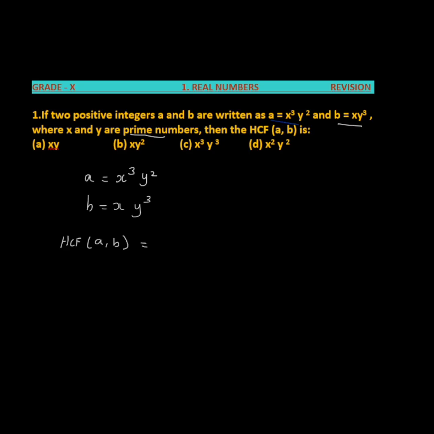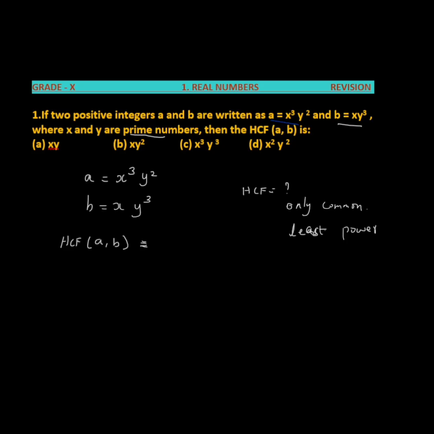We are having four options. In all the four options we are having x and y. First you have to know what is HCF. HCF means common factor, only the common factor. We need to choose only the common factors. In that common factor, we have to choose the least power of the common factor. HCF is nothing but only the common factor. If different powers are there, we have to choose the least power.